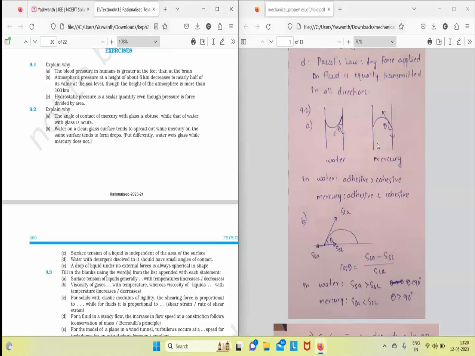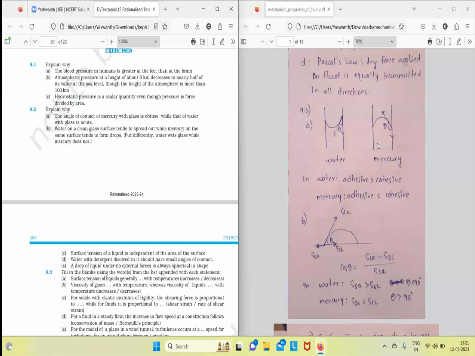So why is this happening? You can see that for water, the surface is concave in nature, but for mercury, the surface is convex. Why is this happening? Both are fluids, so what's the difference that is causing this? There are two forces called adhesive and cohesive. Cohesive forces are forces which occur between particles of the same material or the same fluid. For example, in water, one molecule will be attracting another molecule in water. This is called cohesive force. It is a kind of force which acts between particles of the same material.